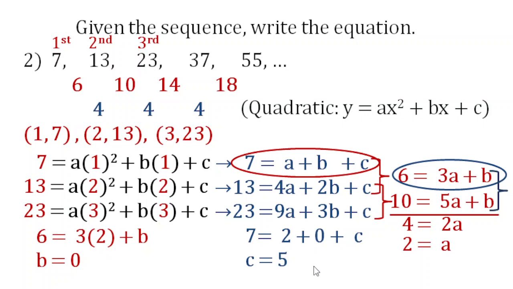So we can now write our quadratic equation. So y equals 2x squared. A is 2. Then B is 0, so we don't need to write this part. And our C is 5. And again, if we are going to change this x to n and this y to a sub n, we have this rule.